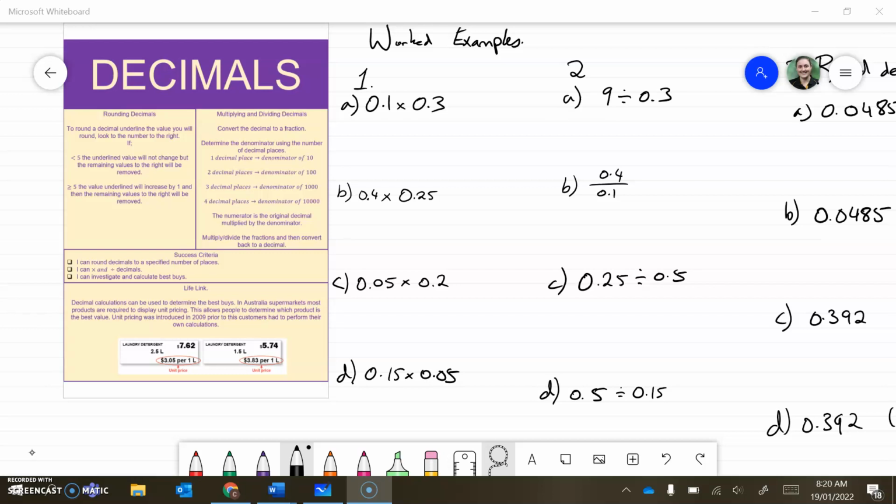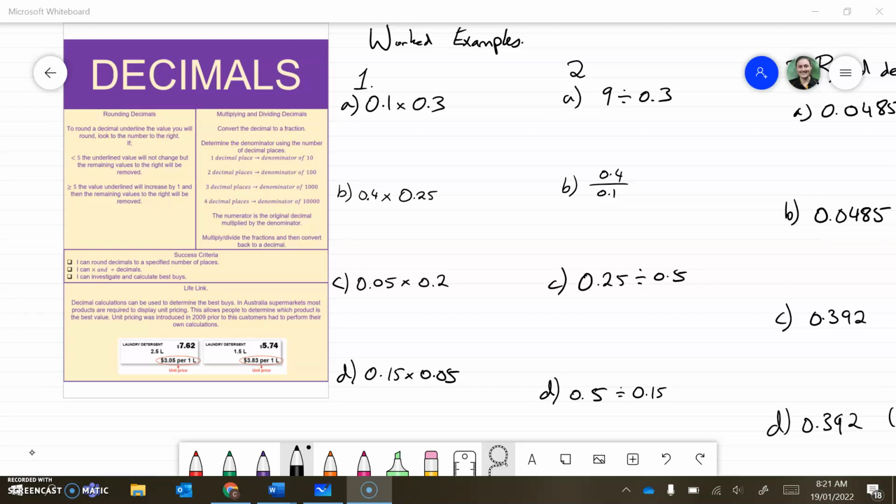Our life link: decimal calculations can be used to determine best buys. In Australian supermarkets, most products are required to display unit pricing. This allows people to determine which product is the best value. Unit pricing was introduced in 2009, and prior to this, customers had to perform their own calculations.